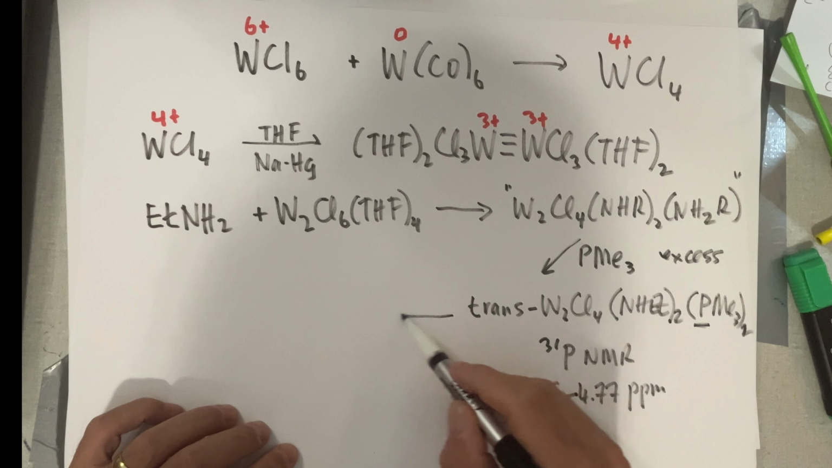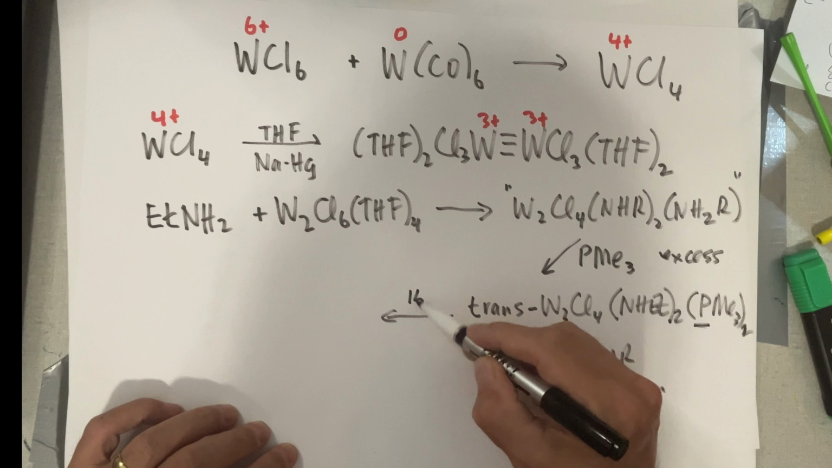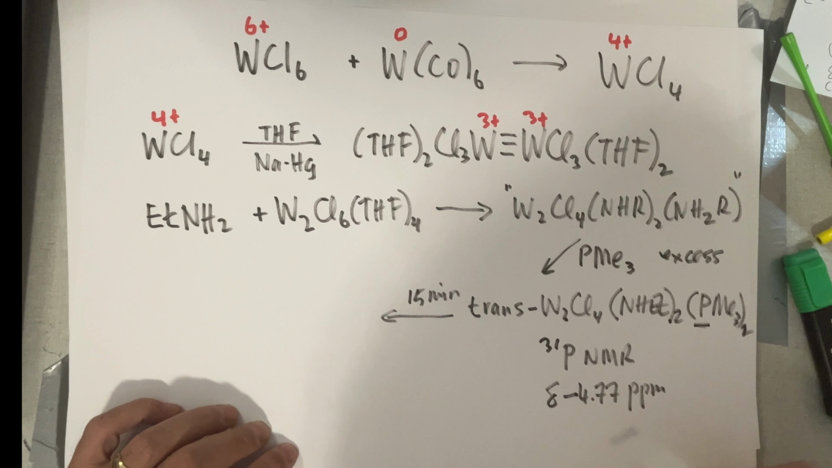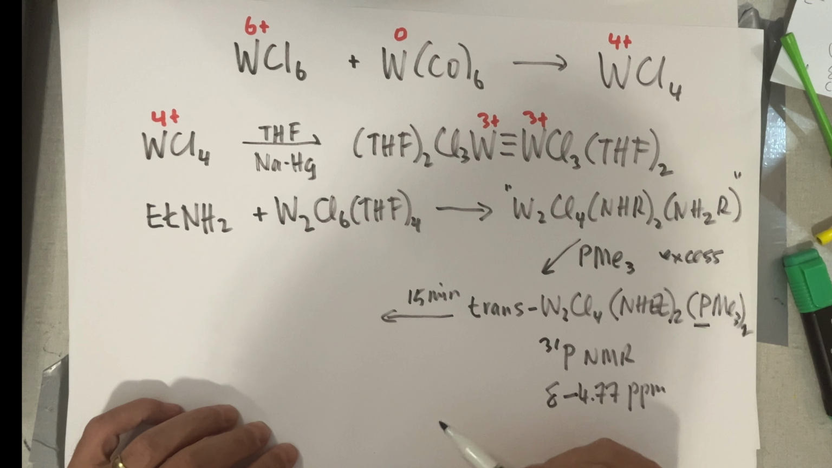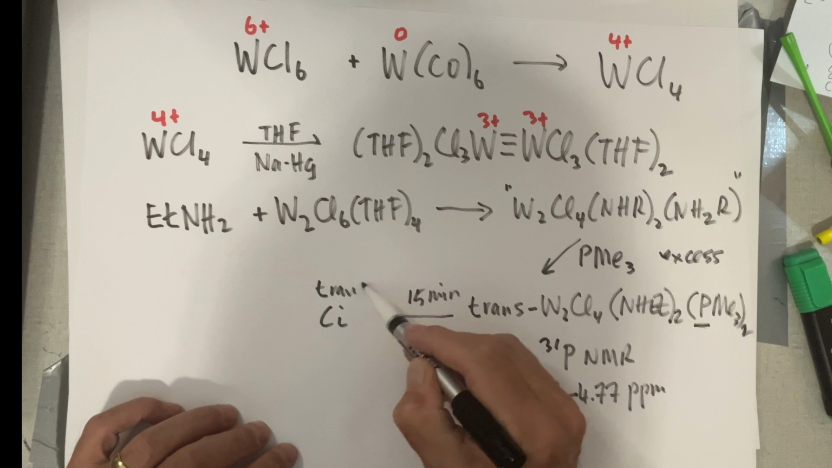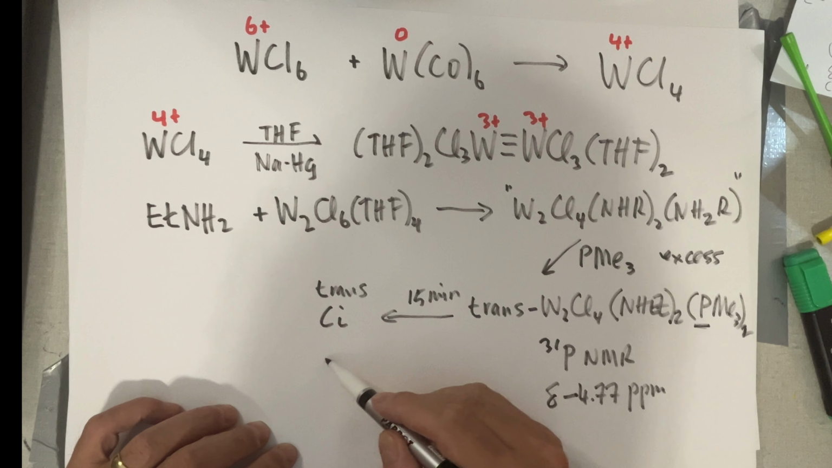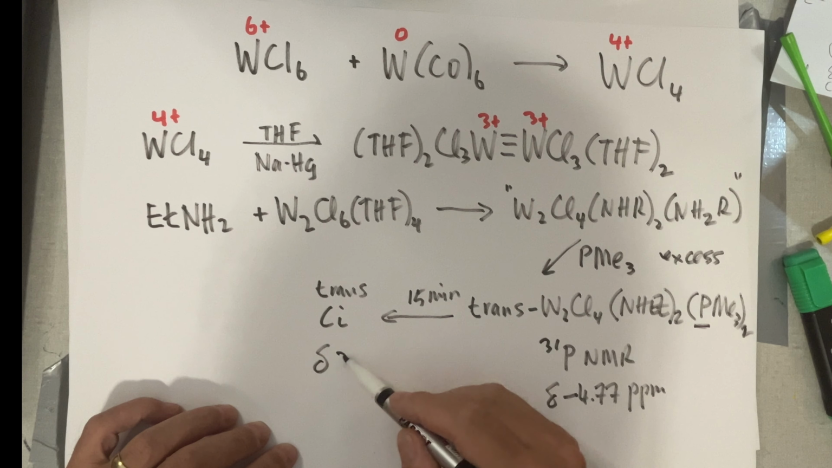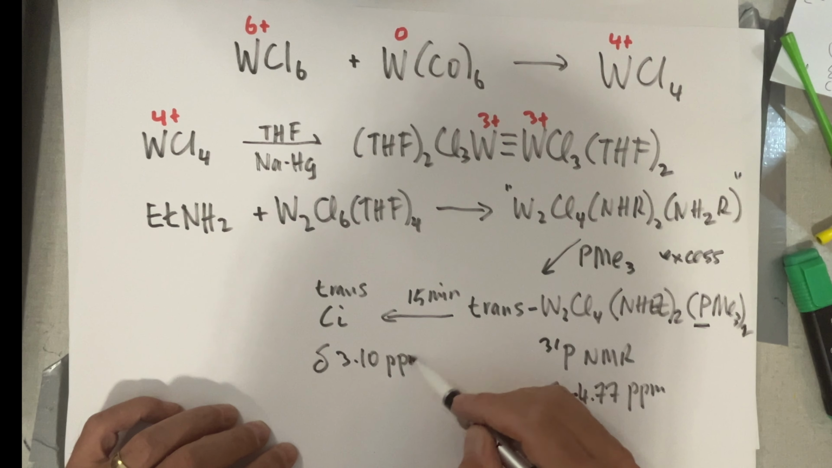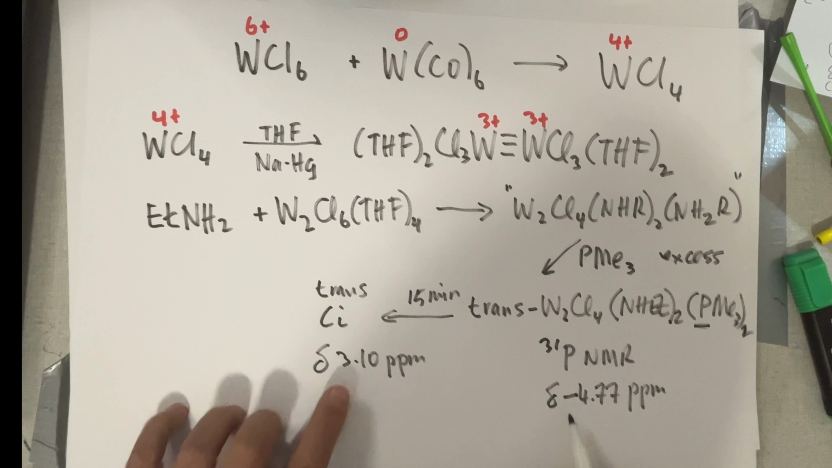And then when this went on to stir further for about 15 minutes, they started to see the other isomer start to form. And the first isomer that started to form was the Ci isomer that I've talked about. I'll just abbreviate it like this. Together with the trans isomer that was seen in solution. And this Ci had a phosphorus peak at 3.10 ppm. So clearly different from this one. Can clearly differentiate between these two.